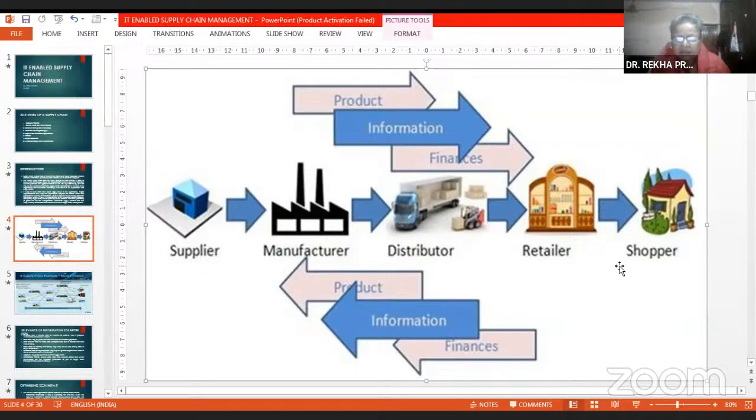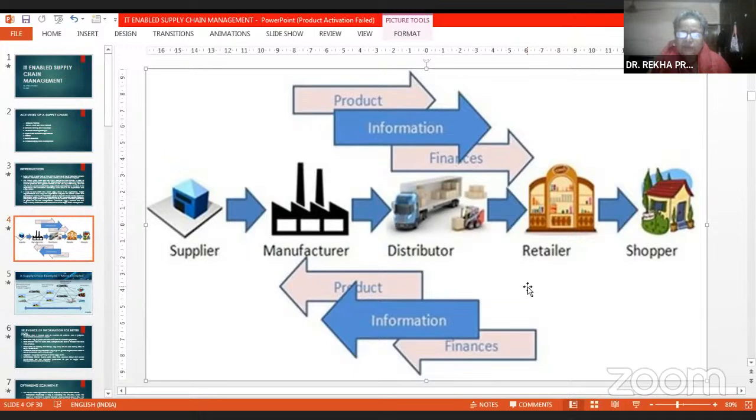And finance, when it is moving from left to right, what all money is involved in the total operation, and also when it is finally sold to the consumer, how that is distributed among the various stakeholders. So all these three things: product, information and finances, are moving both ways, backward as well as forward. This is a simple supply chain.